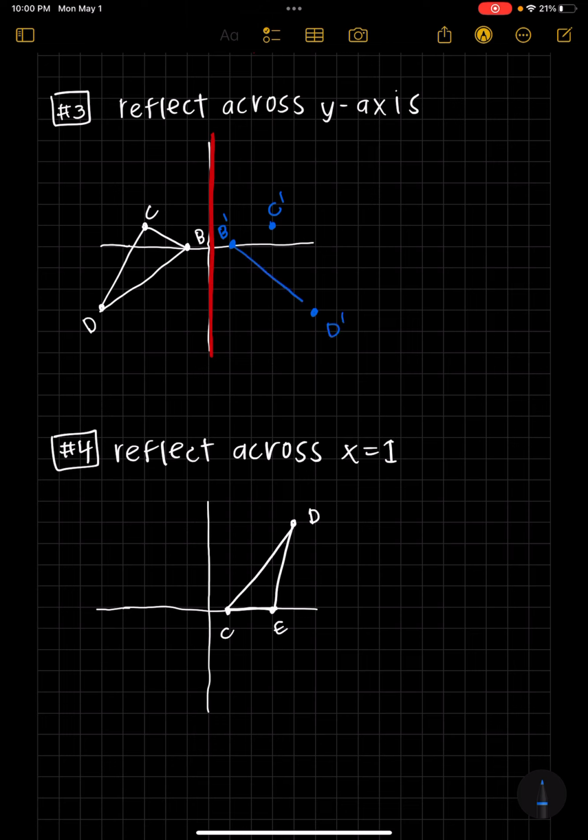And now we can just draw that shape. And there we have it. Look, these are exactly the same shape. They just got flipped over. Once again, they're not going to get bigger or smaller, the sizes won't change or anything like that. They're just going to flip.